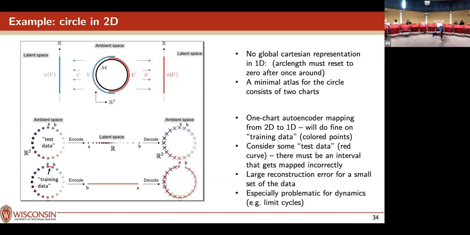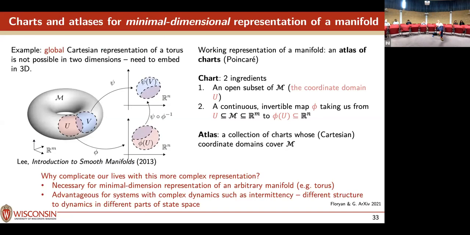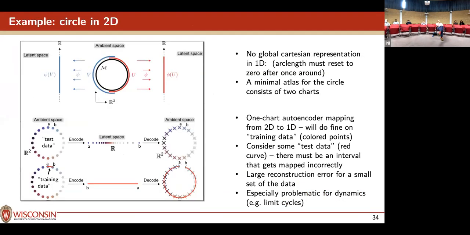If you just take an autoencoder and do this, this is what we see happen, because you're just finding a map from R^2 to R. If all you care about is the data here, you pay a large price in error for a small part of your data set. That might be acceptable in some cases, but if you want to do dynamics, if you have a limit cycle here, you'd like to track this around and not have any problems as you move around the circle. So we want to avoid that.